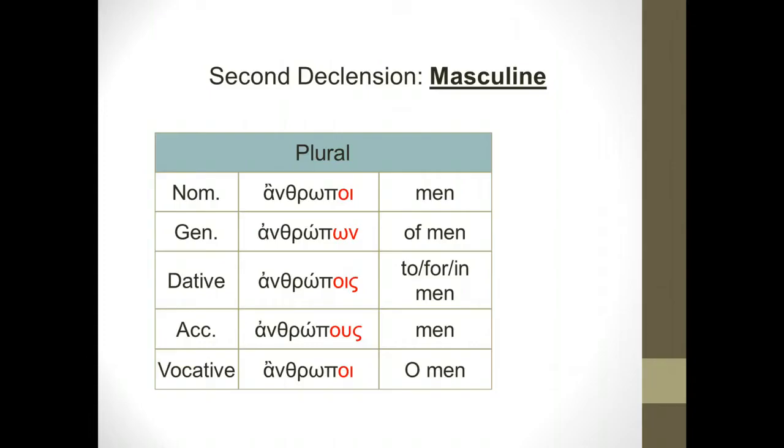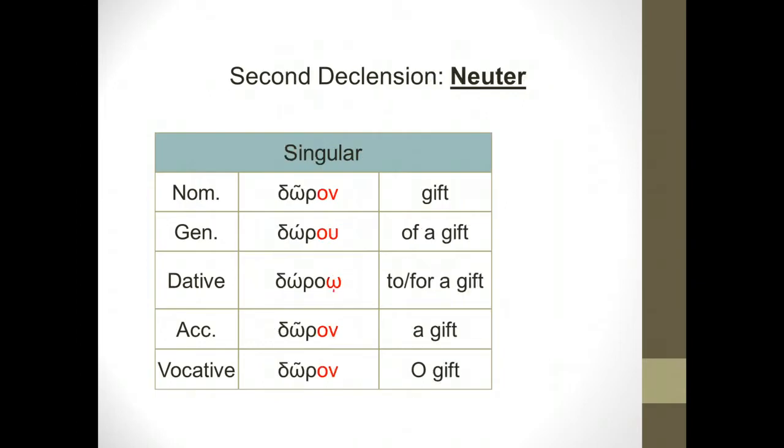But again, just to help you with the parsing, I would start out as masculine plural nominative, masculine plural genitive, masculine plural dative, masculine plural accusative, and masculine plural vocative. Okay, let's move on now and take a look at some neuter nouns that do the same thing.